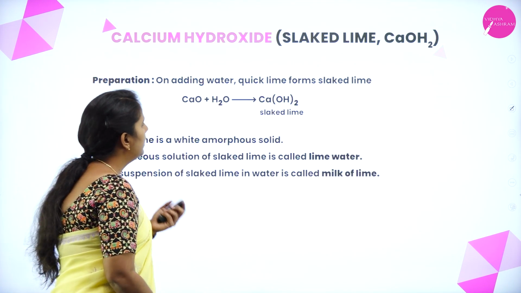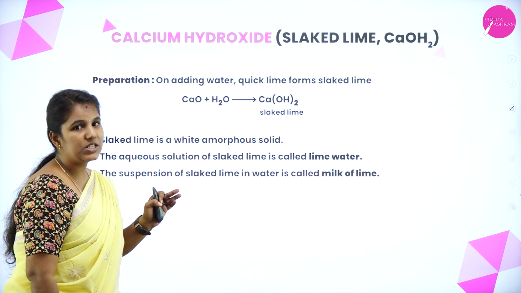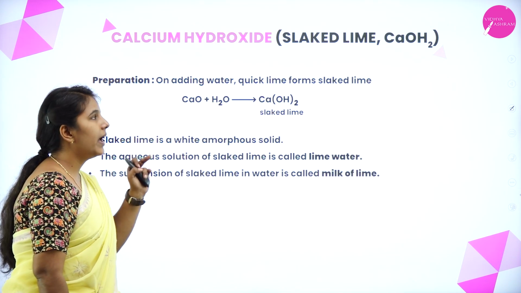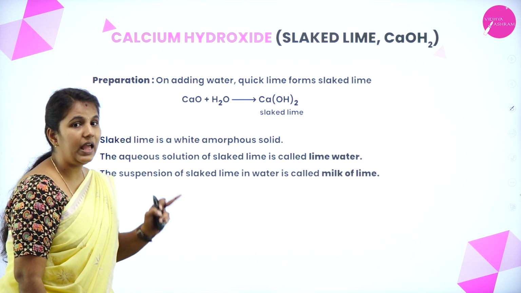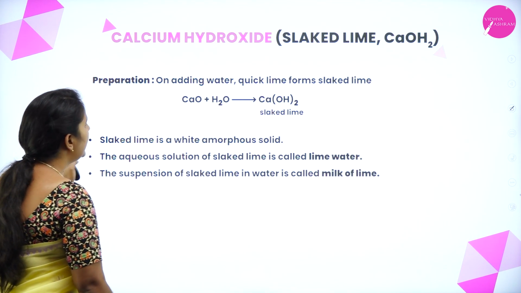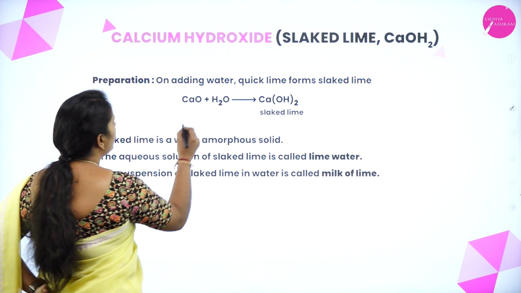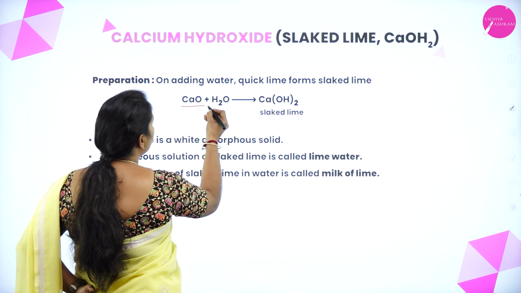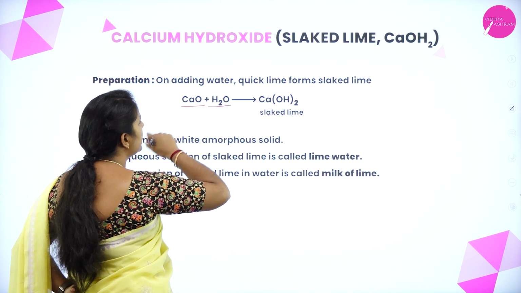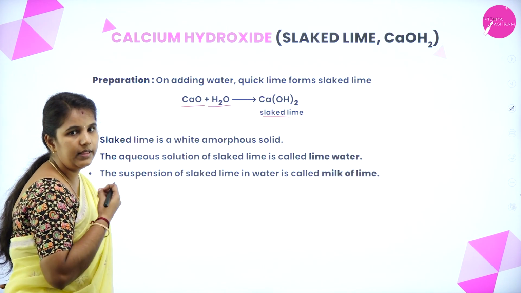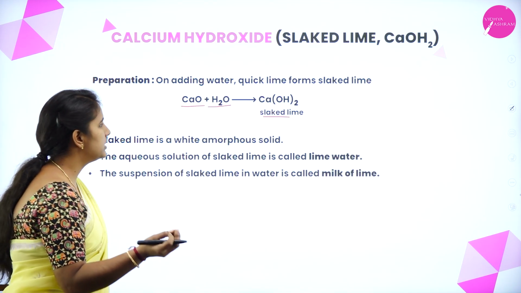Okay. Next is calcium hydroxide, which is also known as what? Slaked lime, and the formula will be Ca(OH)2. Let's see the preparation. Already we have understood that when you take the calcium oxide and add water, it forms what? Slaked lime. Okay, that is Ca(OH)2.